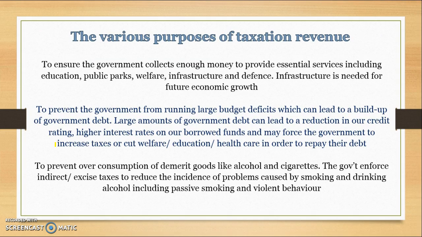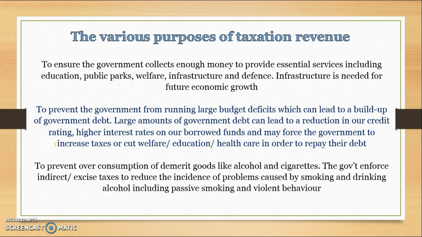The purposes of taxation revenue. There's a whole range of different purposes. So the first one is that the government needs to tax people and companies so they collect enough money to provide essential services. So they use the money that they get from different forms of tax to spend on education, public parks, welfare for the needy, infrastructure and defence.